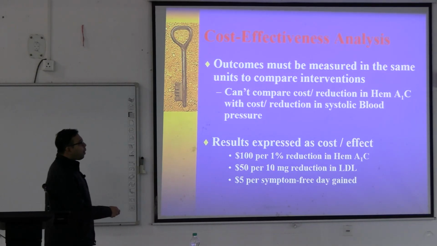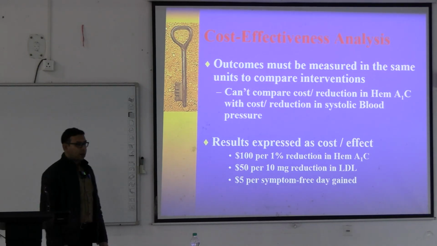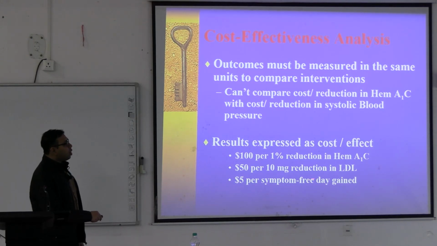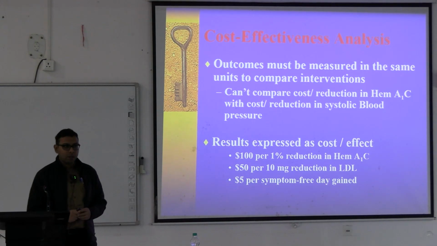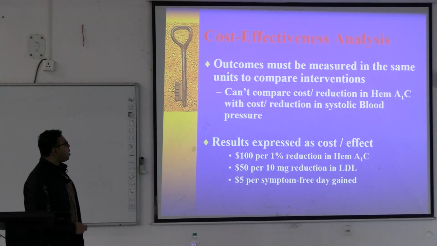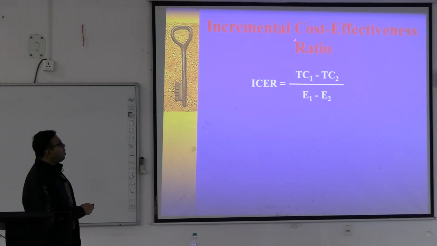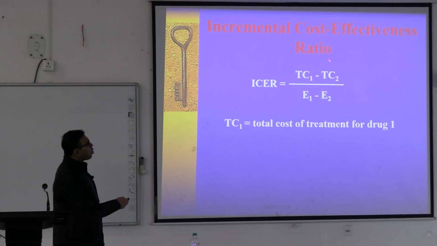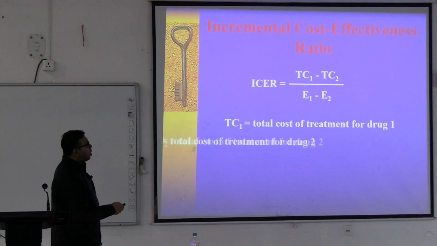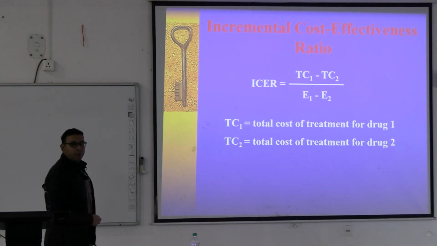Similar, $50 per 10 milligram reduction in LDL. Example, $5 per symptom-free day gained in case of asthma or chronic obstructive pulmonary disease. So this is the cost effectiveness analysis. Here the incremental cost effectiveness ratio can be analyzed by this: TC1 means total cost of treatment for drug 1. TC2 is the total cost of treatment for drug 2.